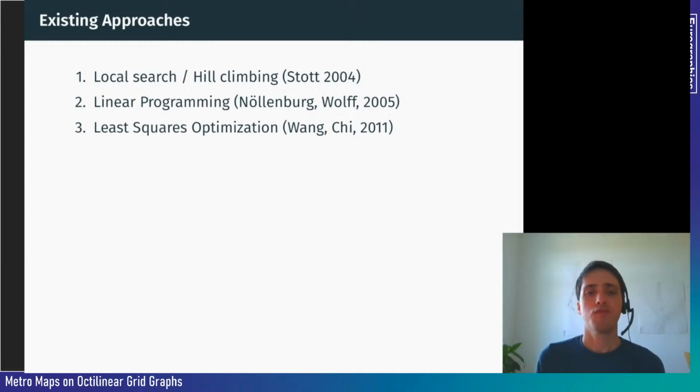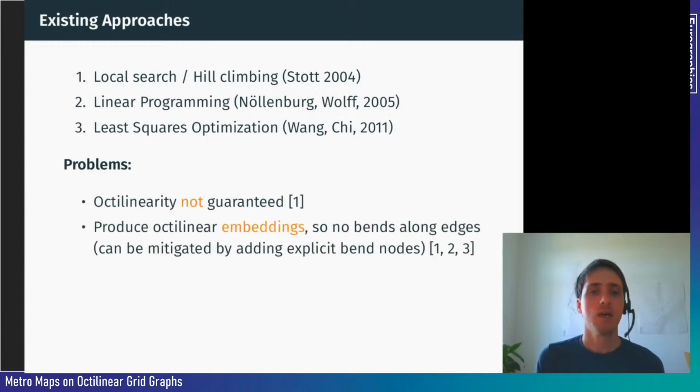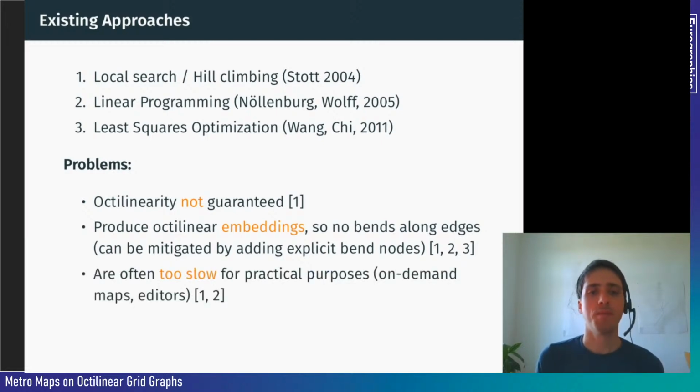One of the biggest problems of the approach by Stott was that the maps did not guarantee octilinearity, which in practice is a huge drawback because it is immediately noticeable by humans. Common to all these approaches is that they produce octilinear embeddings, so line bends along edges are not possible. This may be mitigated by introducing special dummy bend nodes. However, you then have to know the number of bends you need beforehand, and if you enforce a minimum segment length, it may also elongate your lines. But by far the biggest problem of many approaches is that they simply take too long to be practical.